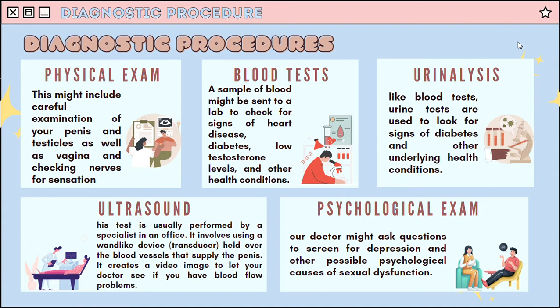Next, ultrasound. This test is usually performed by a specialist in a clinic or in an office. It involves using a wand-like device or transducer held over the blood vessels that supply the penis. So, this ultrasound creates a video image to let your patient or doctor see if you have a blood flow problem. Itong ultrasound na to is sometimes done in combination with an injection or medication into the penis to stimulate the blood flow and produce an erection.